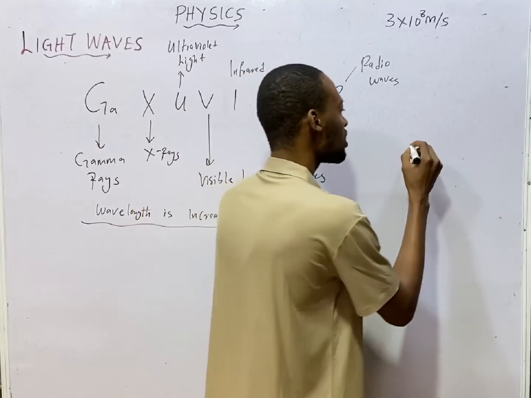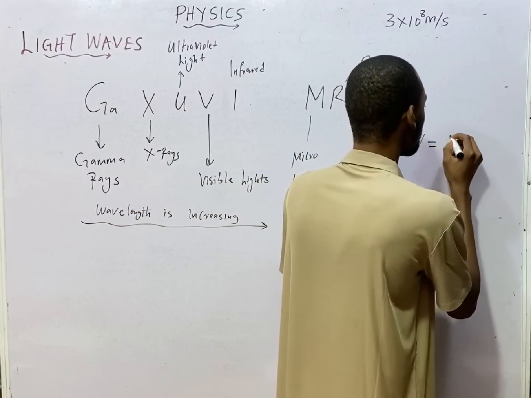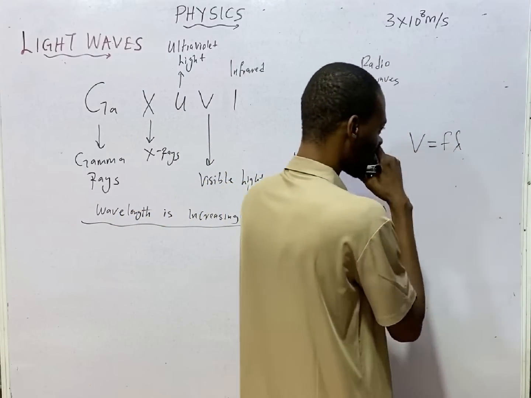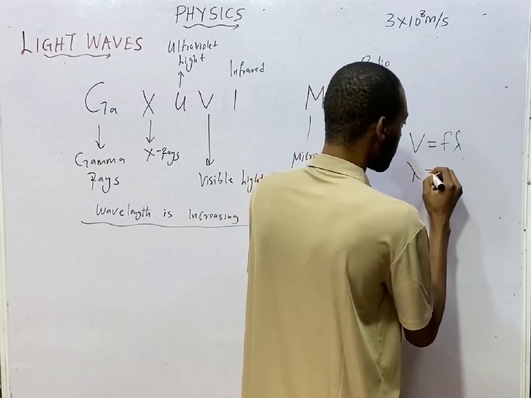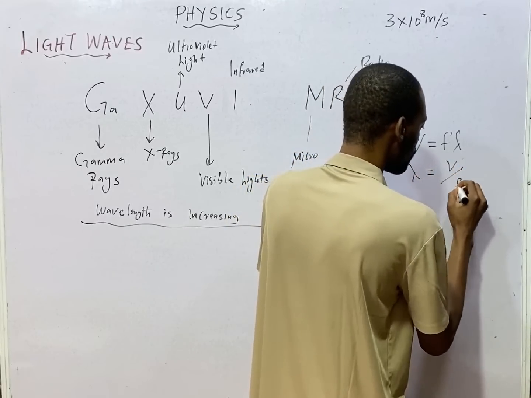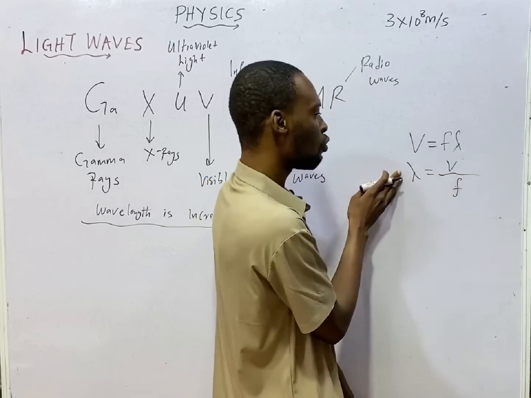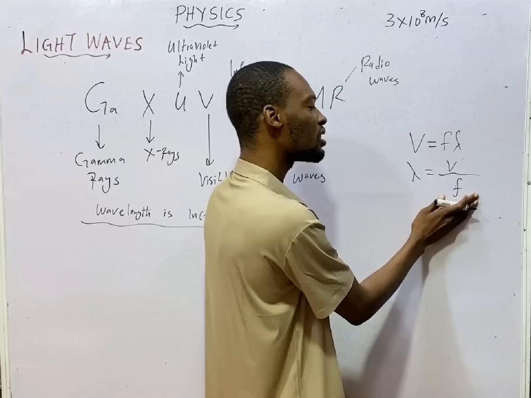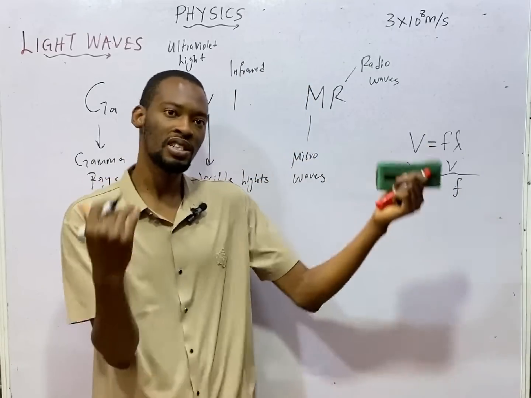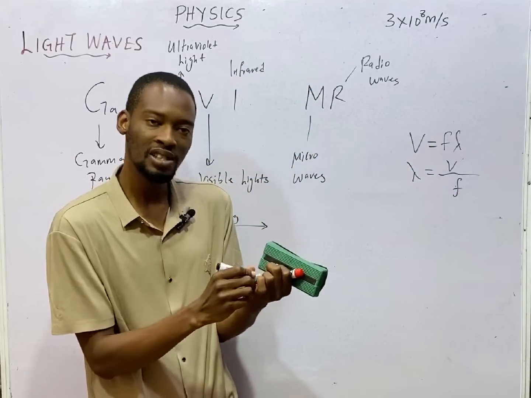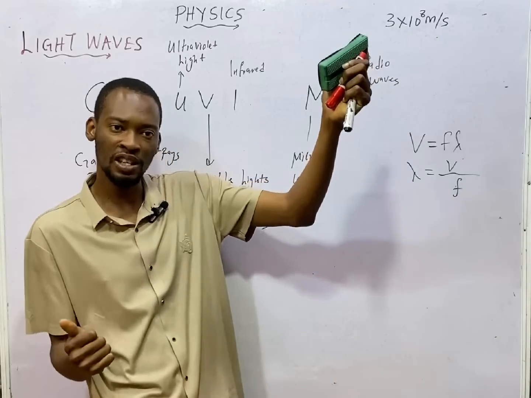Now, there is this formula: v equals f lambda. Therefore, lambda will be equal to v over f. This shows that wavelength lambda and frequency are inversely proportional to each other. Inverse means as one is increasing, the other one is reducing.